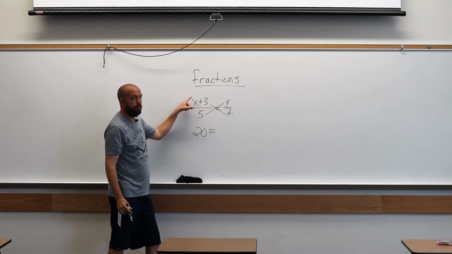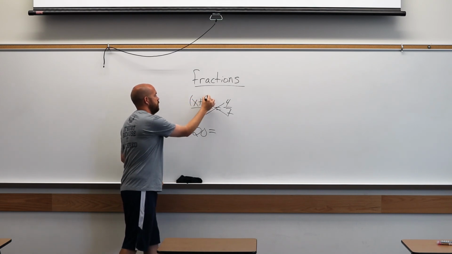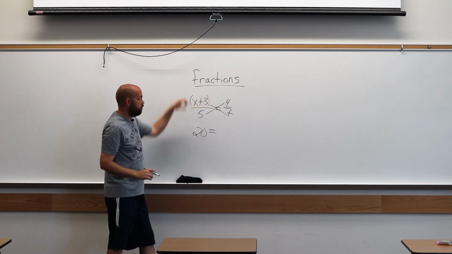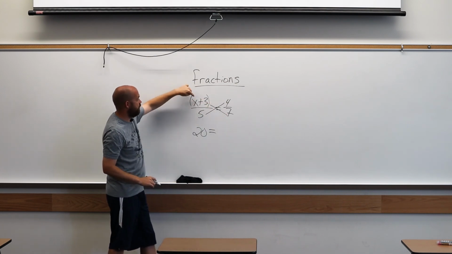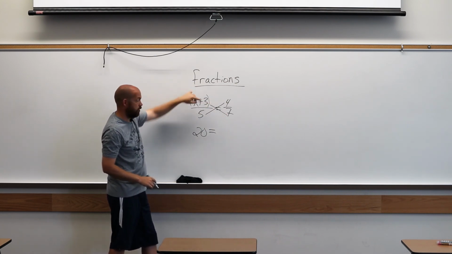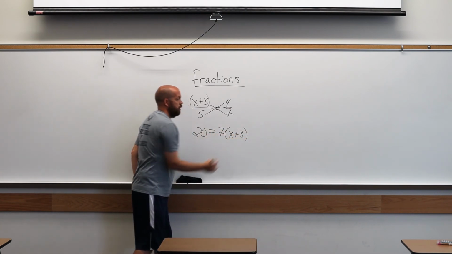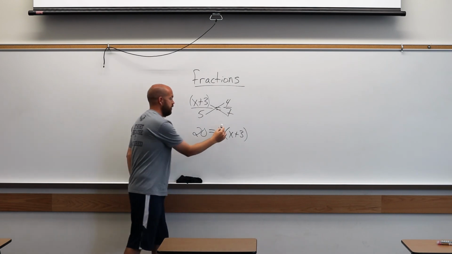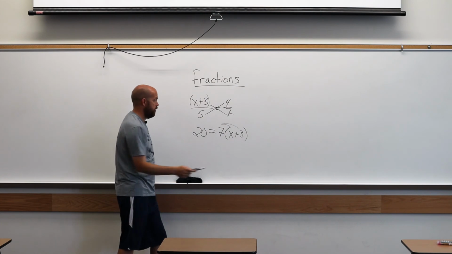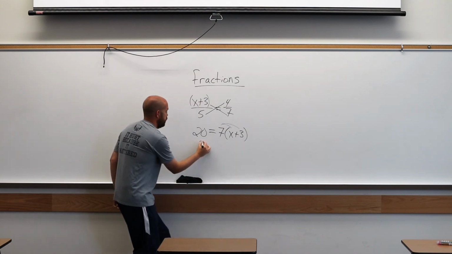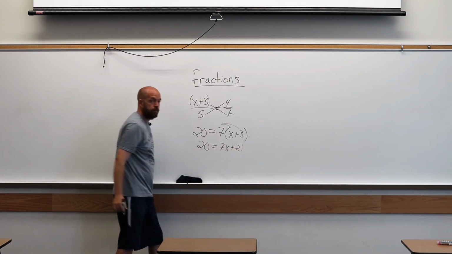Now I multiply here. 7 is being multiplied to both of these things. So technically there's actually an invisible parenthesis around this x plus 3 because both of these are being divided by the 5. So when I multiply the 7, I have to distribute the 7 to both of these. I mean, if you really want to see it, would be like this. 7 parenthesis x plus 3. Then I would distribute the 7 into the parentheses. Make sure you do it to both of the things inside the parenthesis. So we have 20 equals 7x plus 21.